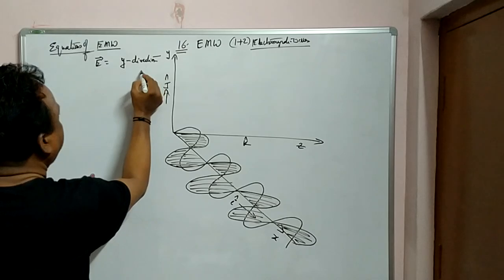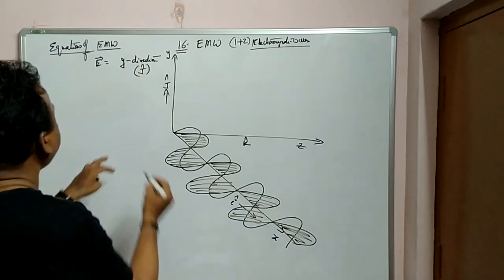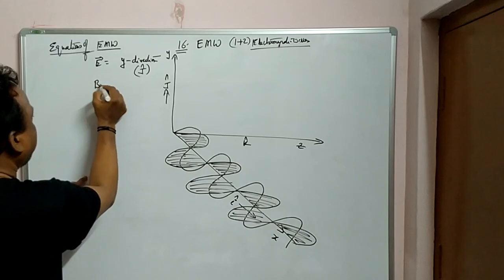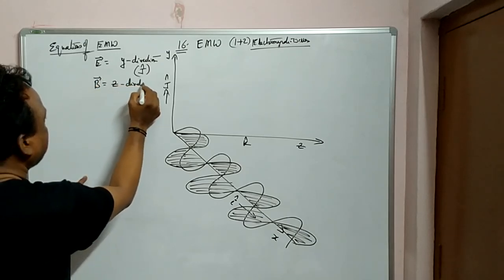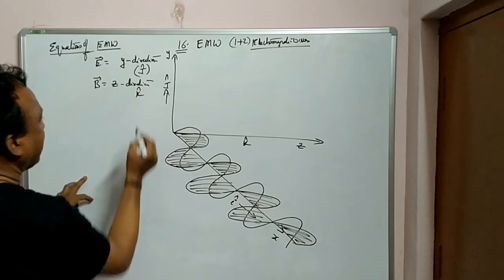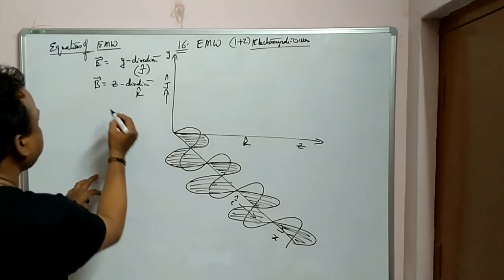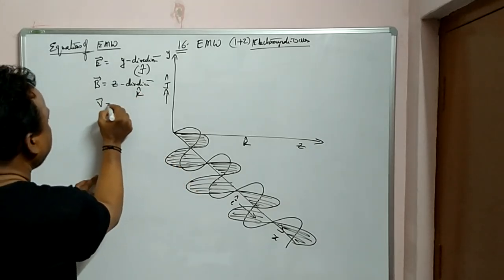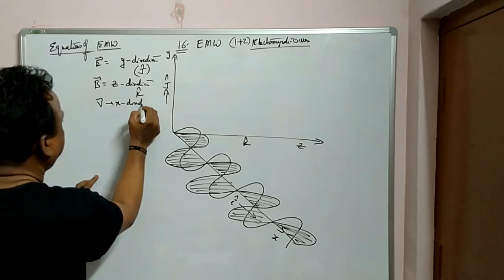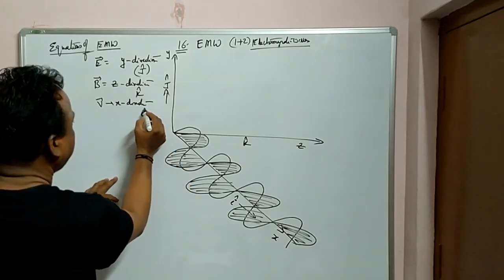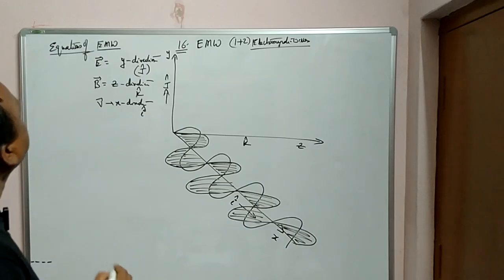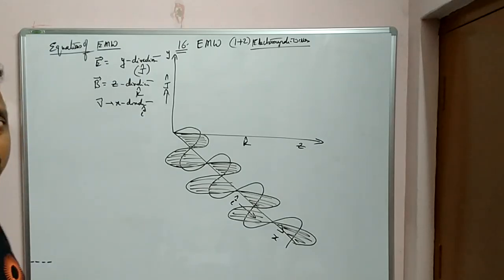Along y direction, that is j cap. In the same fashion, the magnetic field vector is along z direction, that is k cap, and the propagation of the wave, the direction in which the wave is going, is along x direction, that is i cap. Clear? So here you can observe carefully.